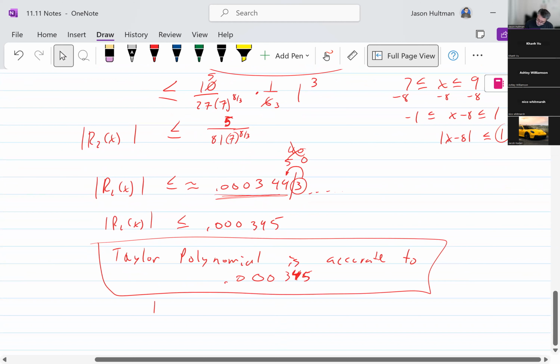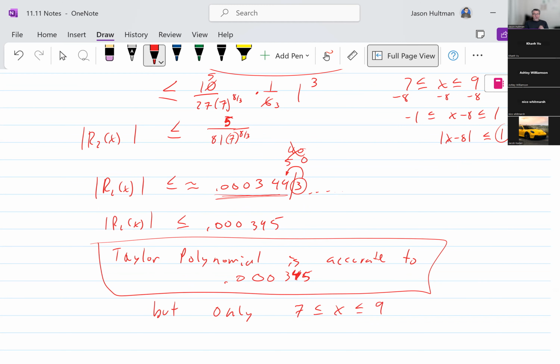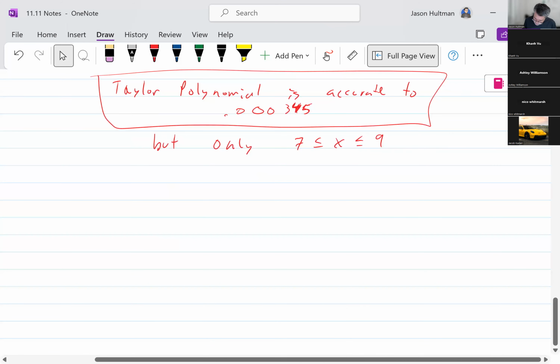But only when? Between 7 and 9. The accuracy is only that accurate between 7 and 9. Otherwise, it's not very accurate at all. If you go from 0 to 1, this thing fails phenomenally. But between this interval, it actually proves to be a fairly accurate approximation. Okay, let's do another one of these.